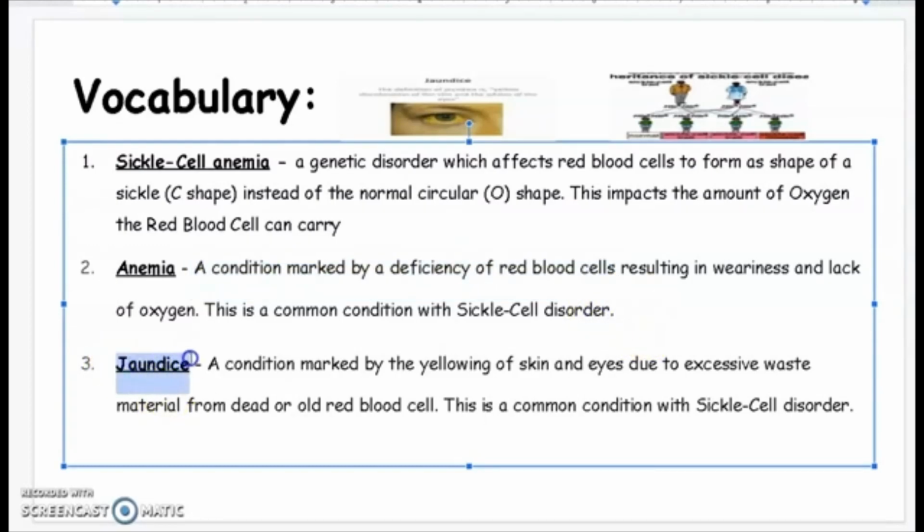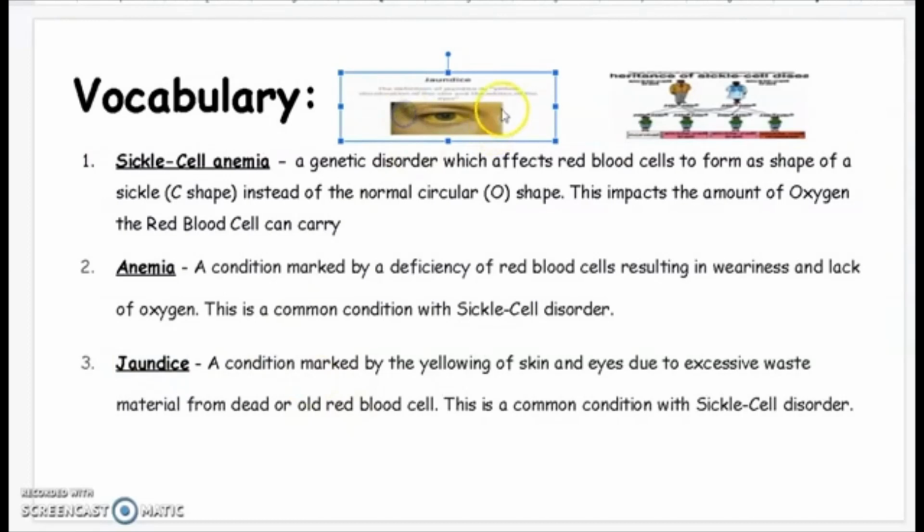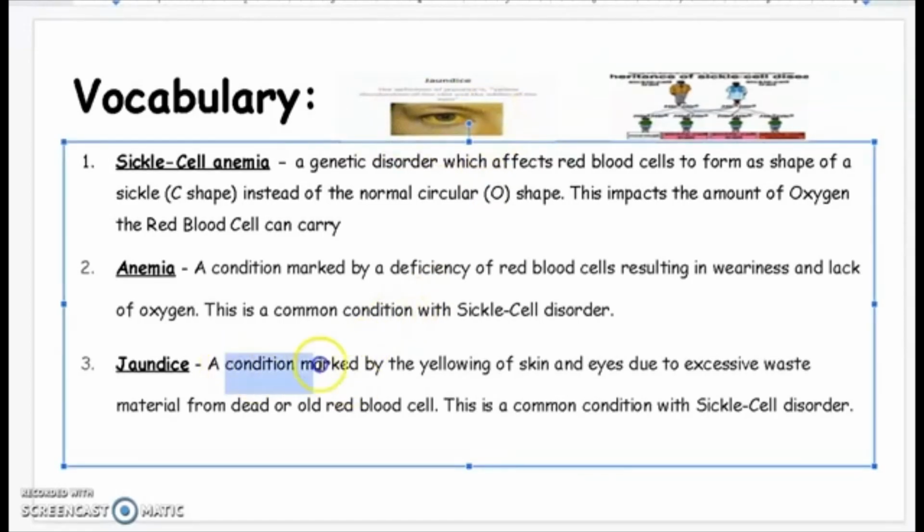Another condition that is associated with sickle cell anemia is jaundice. Now, some of you might have met someone who happens to have very deep yellow skin and eye color. Jaundice is a condition where yellowing of the skin and the eyes is happening. And this can be due to a variety of issues, but this condition is usually hand in hand with sickle cell anemia because of the red blood cells. We'll go into more details as the video goes on.